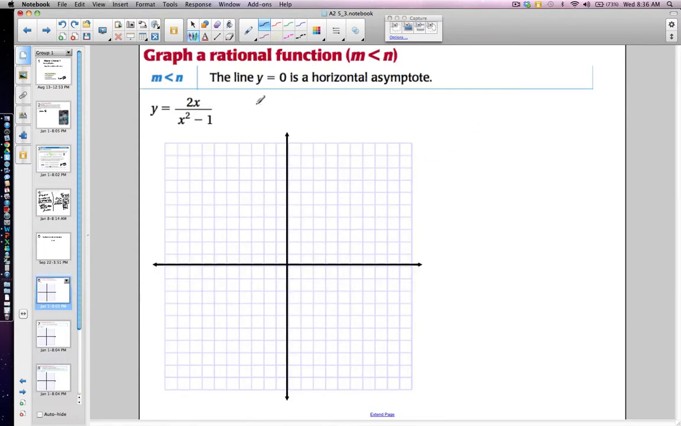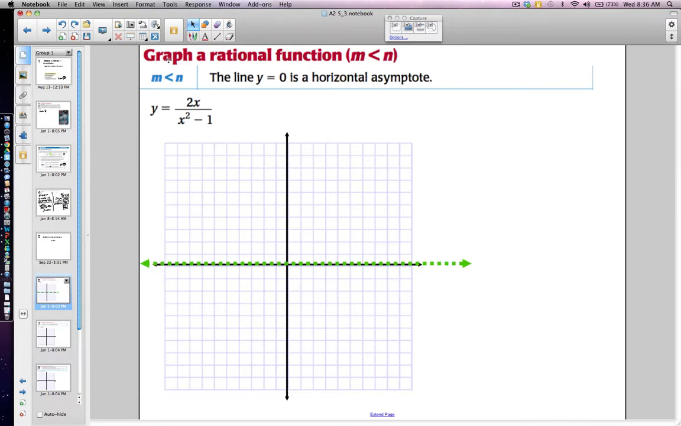So in this case, we're looking at the degree in the numerator is less than the degree in the denominator. So this is this case. I know that the line y is equal to 0 is a horizontal asymptote, so I'm going to go ahead and put that in. So here's my horizontal asymptote, y is equal to 0.